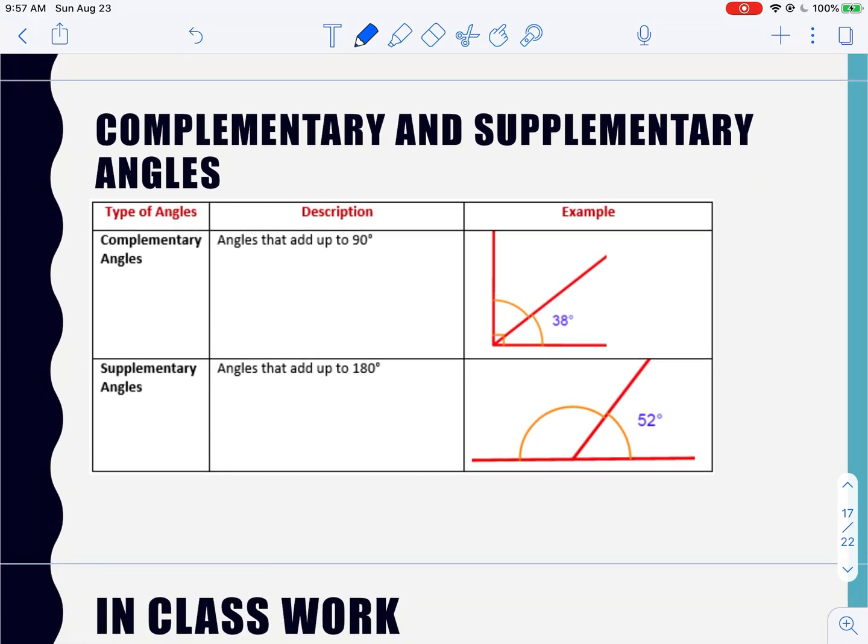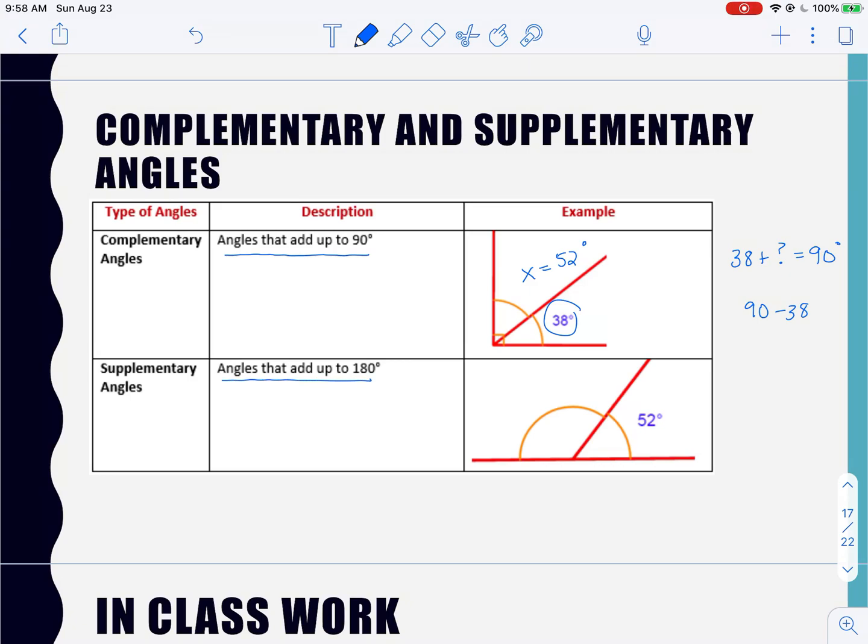So some key vocab that you guys may have learned previously if you took a little bit of geometry in middle school is complementary and supplementary angles. Complementary angles are two angles that add up to 90 degrees. So if one angle is 38 degrees, what would that other angle have to be so that they would add up to 90? So 38 plus what would equal 90? How would we figure that out? Well, 90 minus 38 would give us that angle that we would need. And that guy would be 52, because 52 plus 38 would make 90.